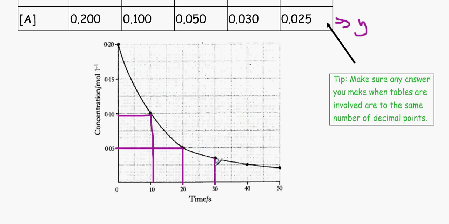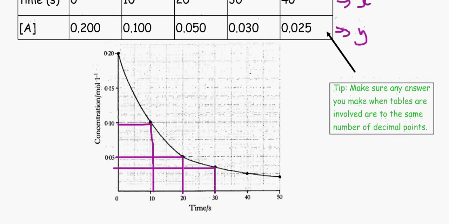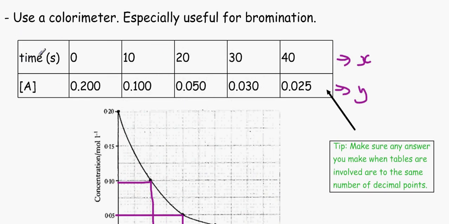We do need to know what that essentially is, but we'll come back to that later. When we have questions that regard tables like this, we need to make sure that the answers we give are to the same number of decimal points as each of these are.